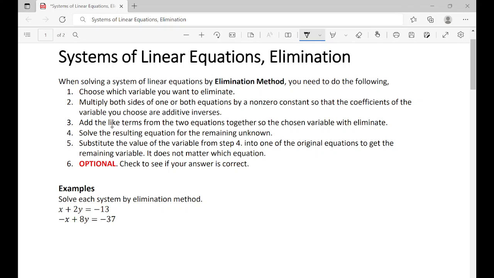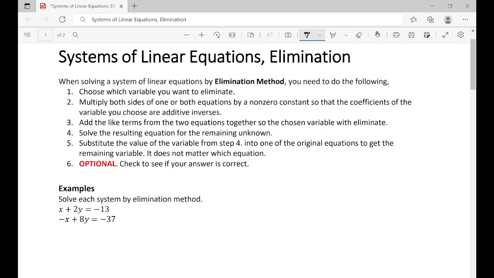Third, add the like terms of the two equations together so that the chosen variable will eliminate, just like I just said. Fourth, solve the resulting equation for the remaining unknown. Fifth, substitute the value of the variable from step 4 into one of the original equations to get the remaining variable. It doesn't matter which equation you choose from the beginning, just whichever you think is easiest.